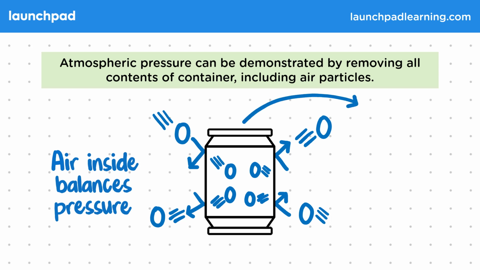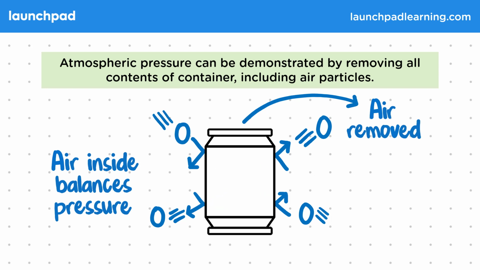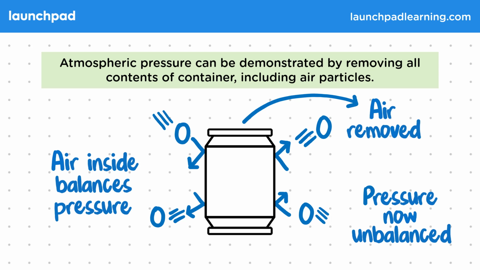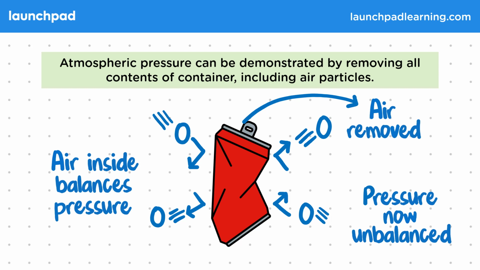We can remove the air inside using a vacuum pump, so no particles at all remain in the can. There is now only an inward pressure, so there are only collisions from outside the can, and the pressure is unbalanced. Therefore, after the air has been removed, the can crumples, as the resultant forces push the can inwards, causing the shape to change. You don't need to remember the details of this experiment for GCSE, but understanding it helps us understand what atmospheric pressure is and its effects.